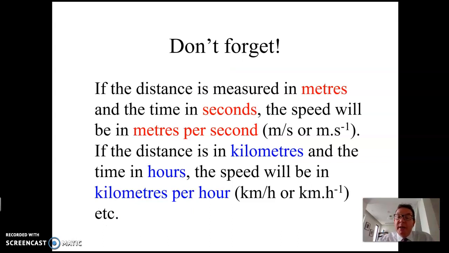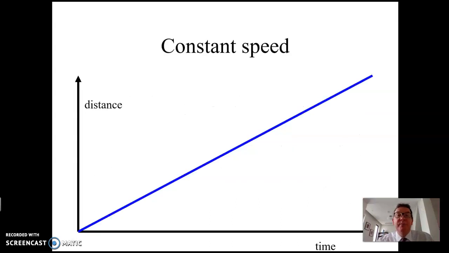Okay, just a reminder again about units. If you're using meters and seconds and meters per second, you can't mix meters and kilometers. You've got to decide on one or the other. Most questions will be fairly obvious.